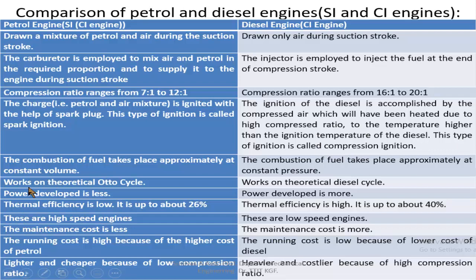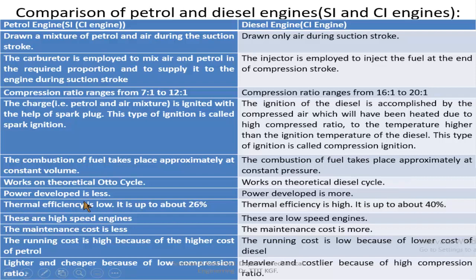And next, the combustion of fuel takes place at approximately constant volume. In the PV diagram we already discussed that the combustion process takes place at constant volume, but in a diesel engine the combustion process takes place at constant pressure. And here it works on the Otto cycle, and this one works under the diesel cycle.